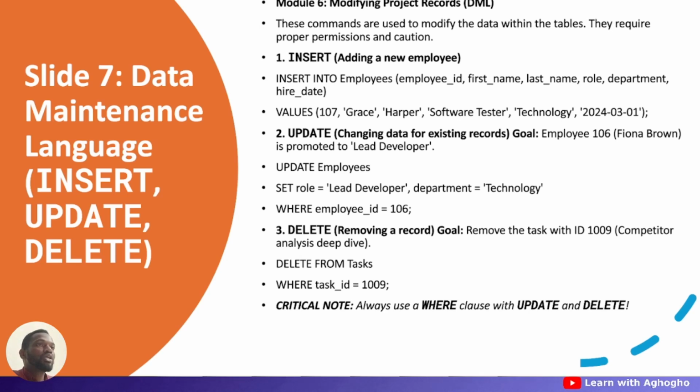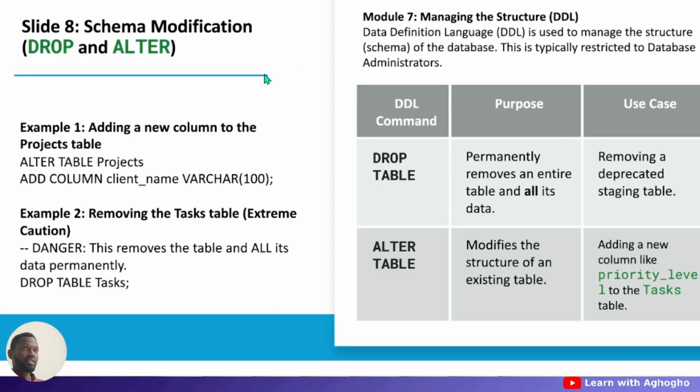Here, we'll be talking about modifying project records. How do you modify project records? You will be using the insert approach to add a new employee. You'll be using update to change data for existing records, and if you want to delete data from the system, you will have to use the delete function. So these are some of the things that you will be doing on there.